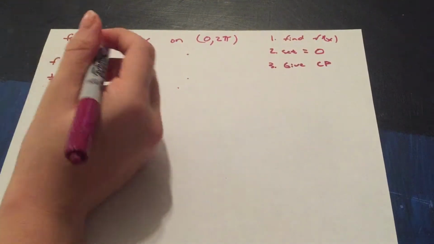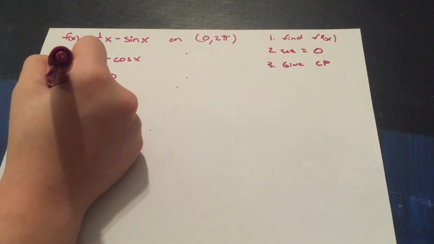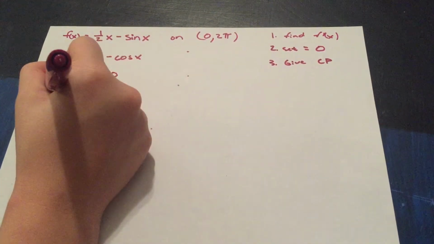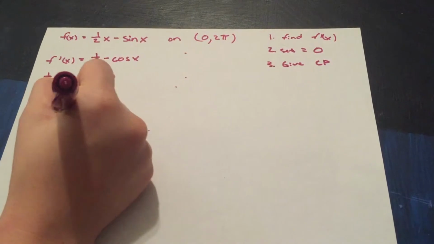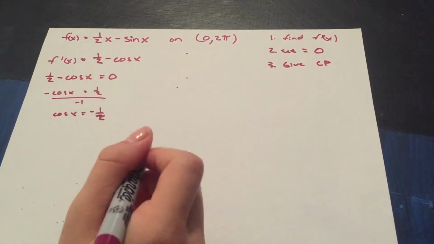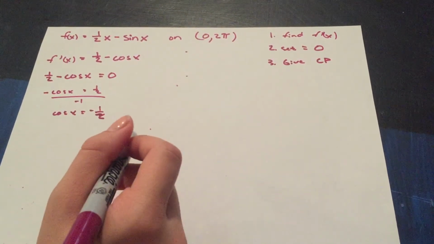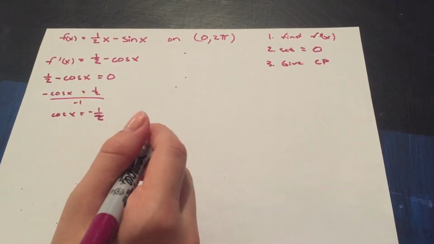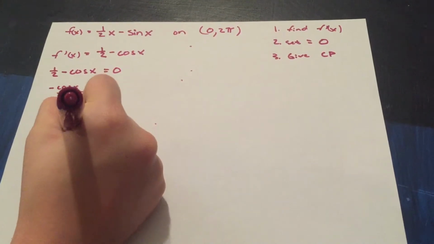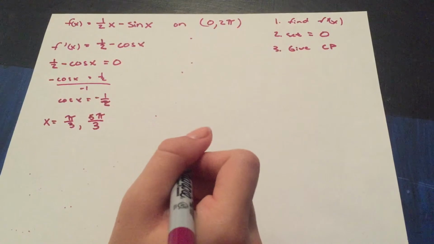So we have negative cosine x equals 1/2. Divide by -1, so cosine x equals -1/2. And by knowing your unit circle, we know that cosine of x equals -1/2 at pi over 3 and 5 pi over 3. We know that by the unit circle.